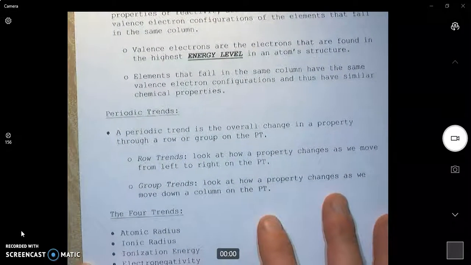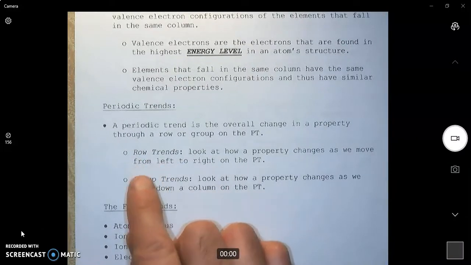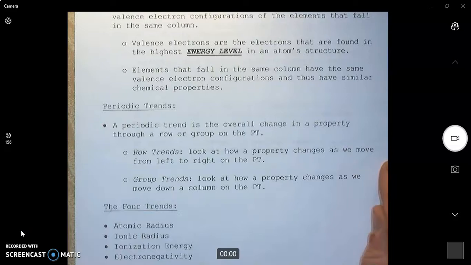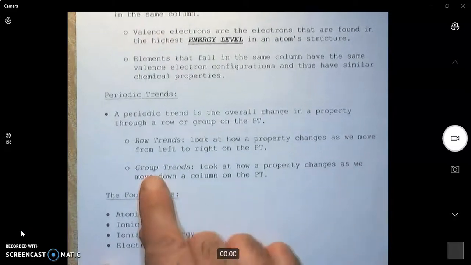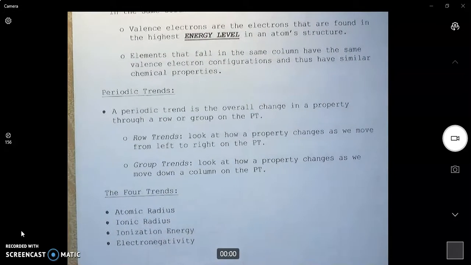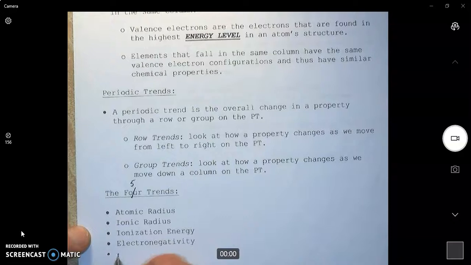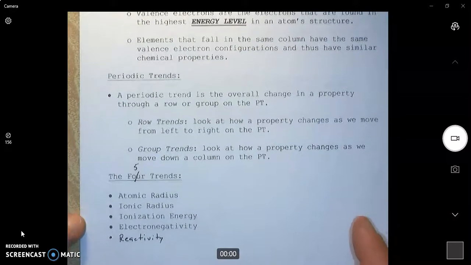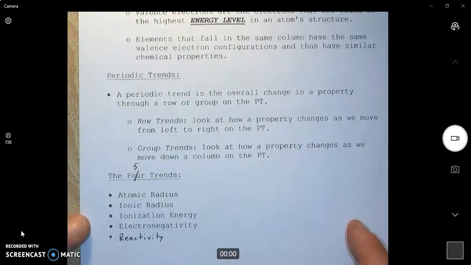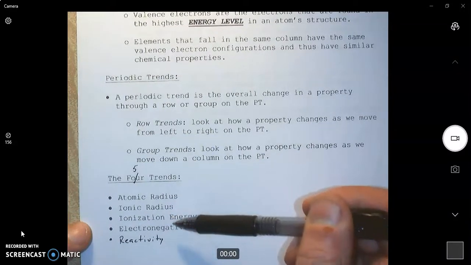When we talk about a trend, we're talking about how something changes as we go from left to right on the periodic table. That's called the row trend. And the group trend is how something changes going from top to bottom. The 4 trends, and actually we'll say we're going to do 5 this time. And the last one is reactivity. Reactivity, electronegativity, ionization energy, ionic radius, and atomic radius. These are the properties that we're going to observe trends for.